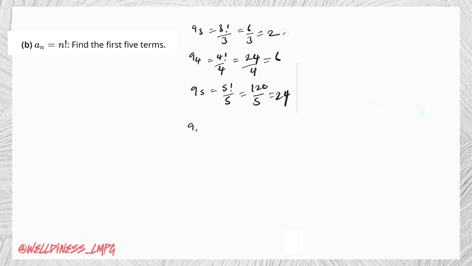So for the next question, we have a_n equal to n factorial. Find the first 5 terms. So this is actually a very simple question. All we have to do is just to put the first 5 terms into n for us to arrive at our answer.